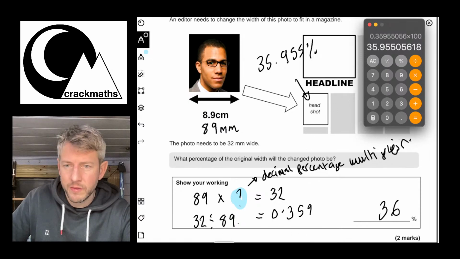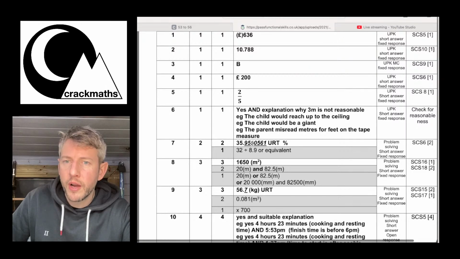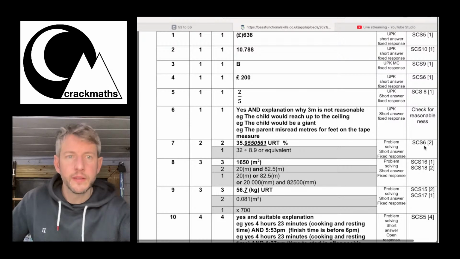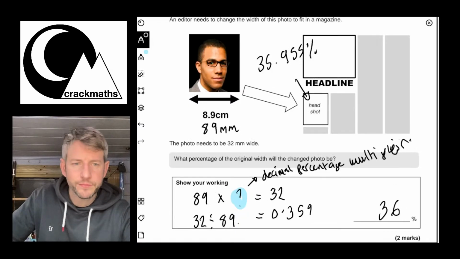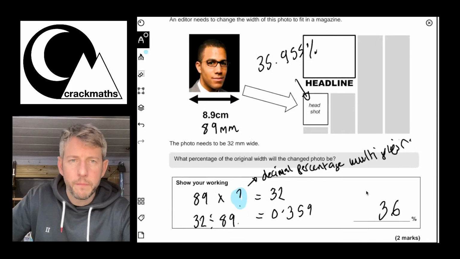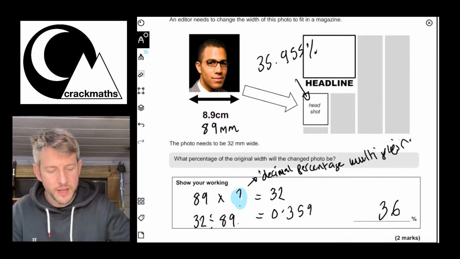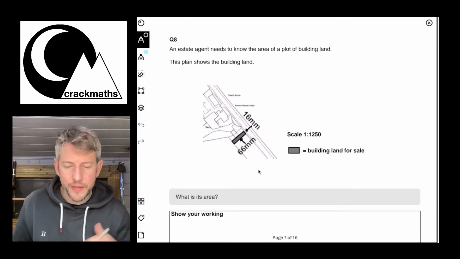Let's check that out. Okay, here we go. 35.955016. Yeah, they haven't rounded it, so we probably actually needed to give this whole answer. That's interesting to know. Right, so there we go. Let's go back to the question. So they wanted more of that. Okay, just something to remember there. Right, let's have a look at the next question.